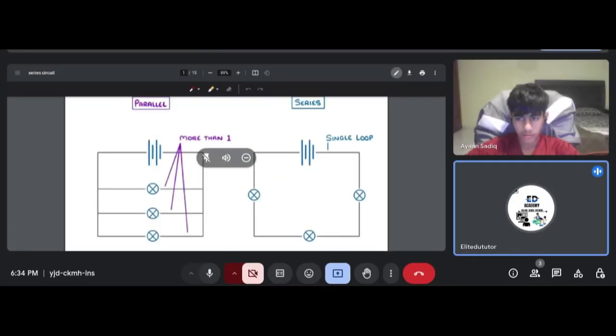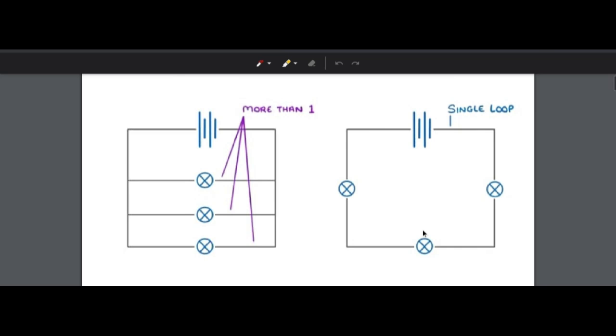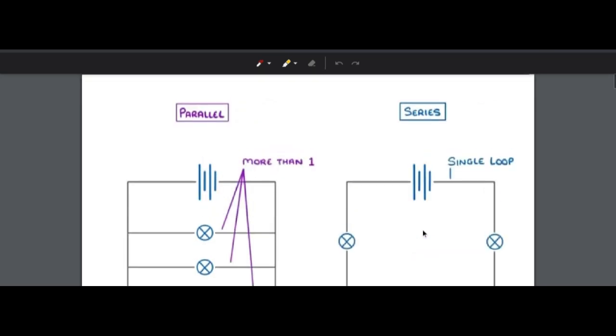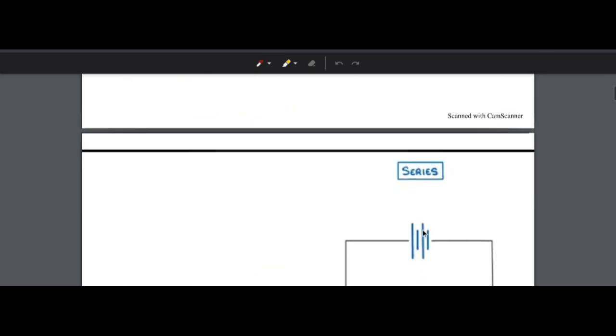Okay, now we have to do the series circuit. So let's give a little bit of an idea about the series circuit. A series circuit is a type of electrical circuit in which components are connected end to end, one after another, forming a single path for electrical current. By looking at this picture, you can see this is a series. So this is the basic diagram of a series circuit.